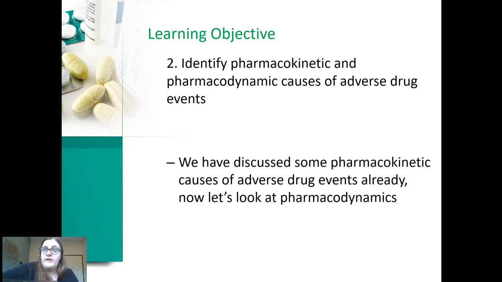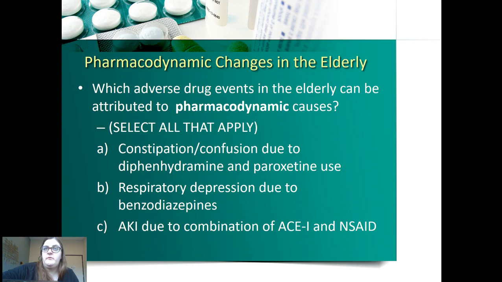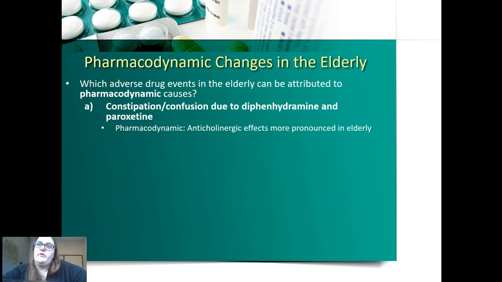So we've talked about pharmacokinetic causes. Now let's look at some pharmacodynamic causes. So just take a look at this. Which adverse drug events in the elderly can be attributed to pharmacodynamic causes? Remember, that's changes to how something works on the receptors. Constipation or confusion due to two anticholinergic drugs.